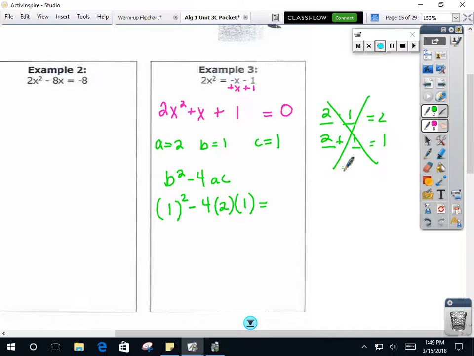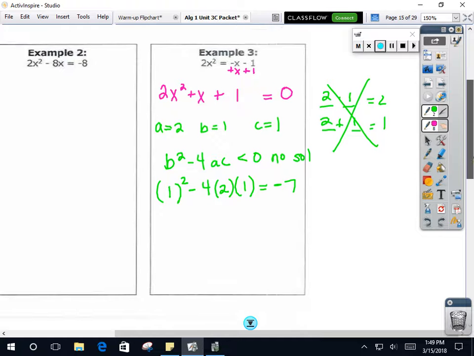You can't do the complete the square either, because we only learned how to complete the square when your a is 1. And in this case, a is 2. So what do you get for your discriminant here? Negative 7. Okay. So we learned that when the discriminant is greater than 0, you have 2 solutions. When the discriminant is 0, you have 1 solution. And when the discriminant is less than 0, like this one, you're going to have no solutions.